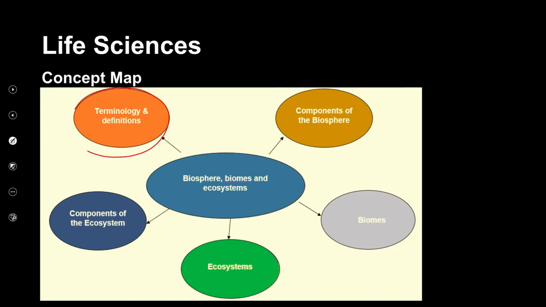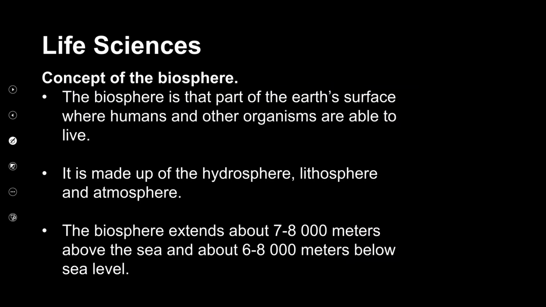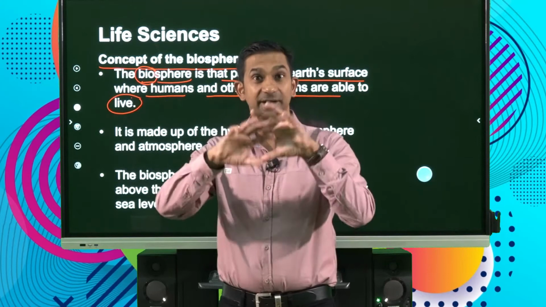We're going to look at some terms, and then we're going to look at the components of biospheres. Right. So let's try and understand the concept of a biosphere. The word bio refers to living organisms, and a sphere refers to something that's a globe. So in terms of the Earth, we know that the biosphere is that part of the Earth's surface where humans and other organisms are able to live. So guys, when we talk of the Earth, we know that the Earth supports a variety of different organisms, life forms. The Earth is regarded as a sphere.